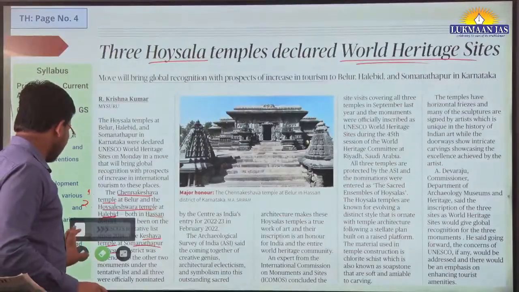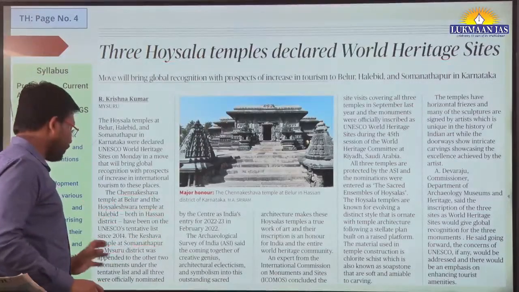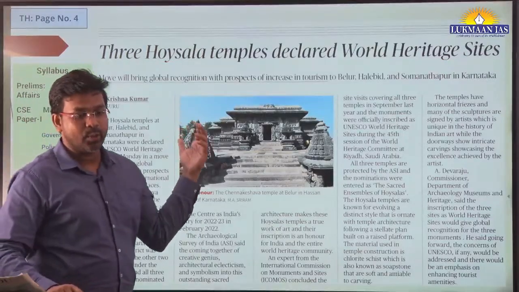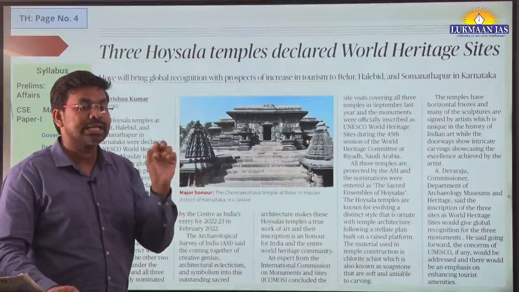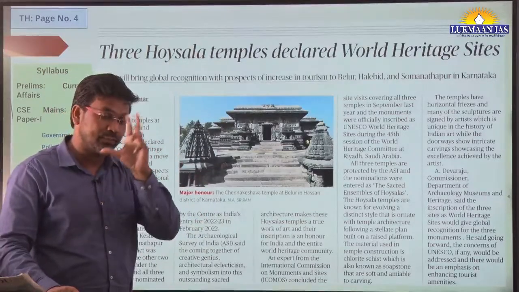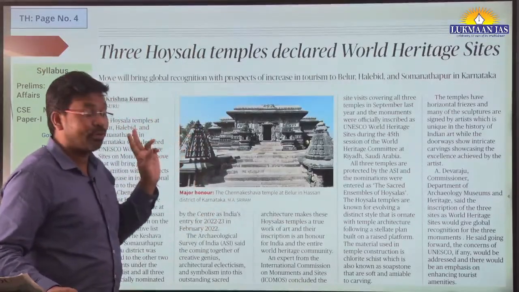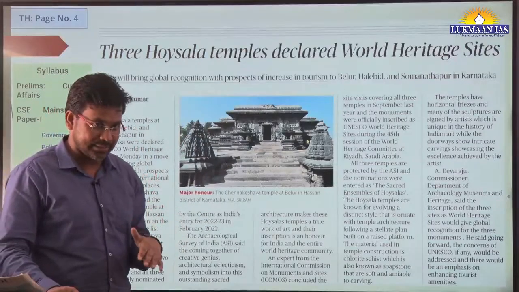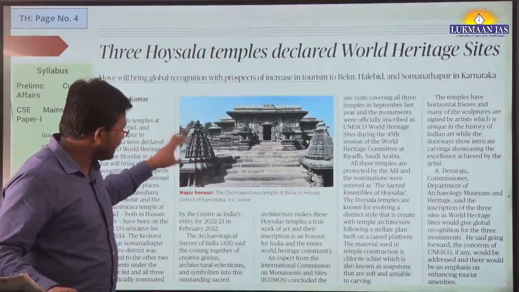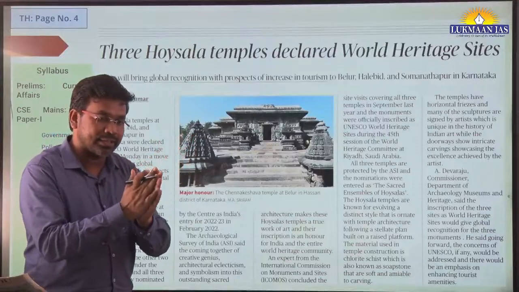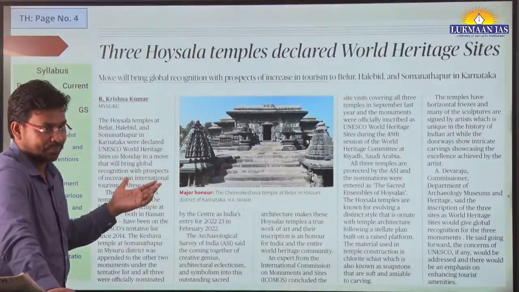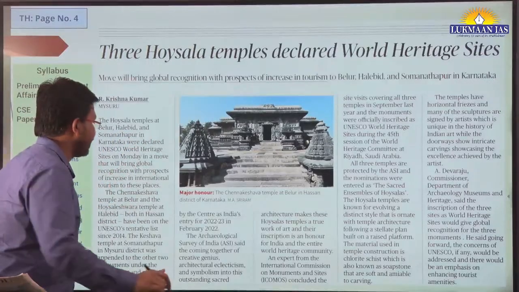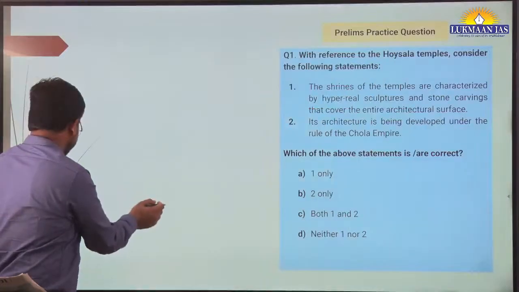Now, earlier we discussed that one place was given the UNESCO World Heritage tag. That was Santiniketan from West Bengal, the 41st. This is the 42nd UNESCO World Heritage Site in India. All these three are clubbed together and they became the 42nd UNESCO World Heritage Site in India.